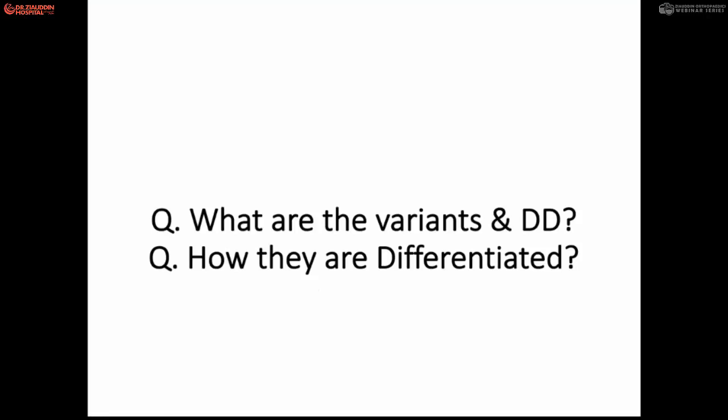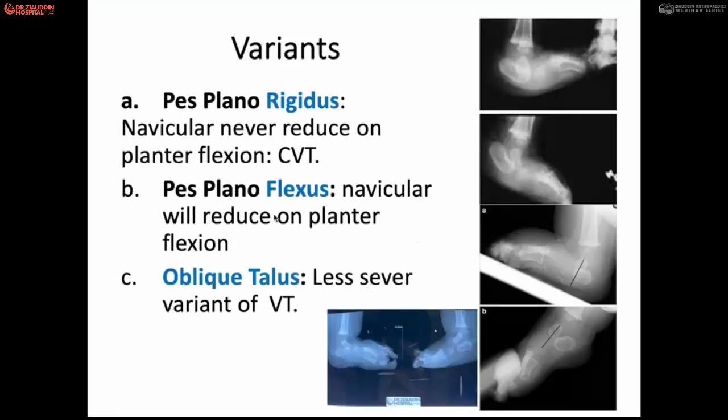Is there any differential diagnosis for congenital vertical talus? Yes, commonly there are 2 or 3 deformities which produce pes planovalgus or congenital vertical talus. The variants are the rigid pes planovalgus deformity, where the navicular is never reduced on the plantar flexion view. It continues to have a vertical talus. Then there is a pes planoflexus deformity, and the navicular may reduce while there is plantar flexion like this.